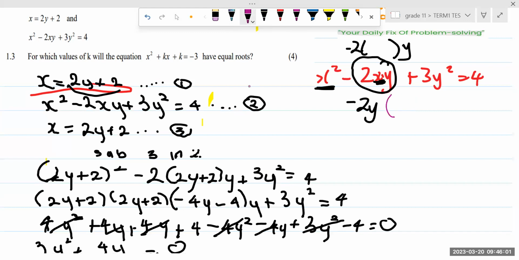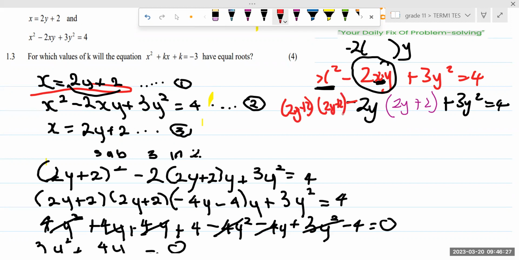So here we have to come and put x. What is our x here? 2y plus 2. It's 2y plus 2. And then you still have plus 3y squared, which is going to be 4. And you had minus here, and then here, instead of x squared, you are going to put 2y plus 2, and then here you are going to put 2y plus 2.